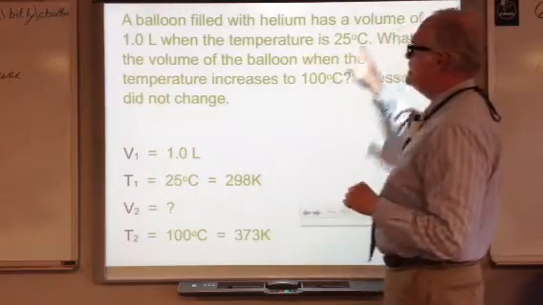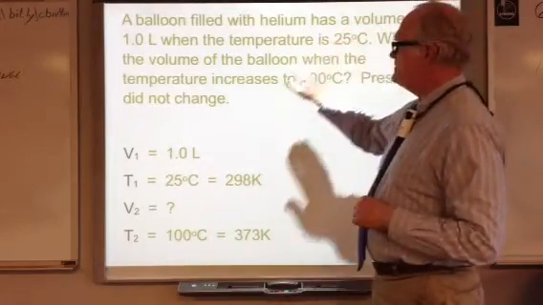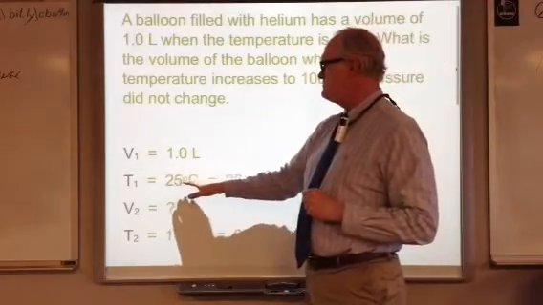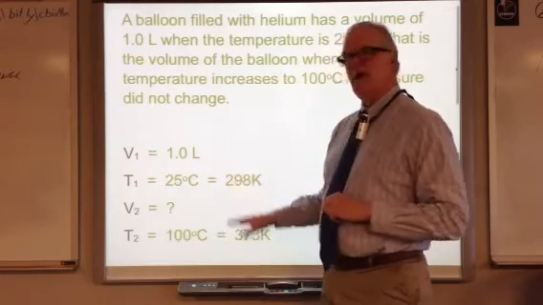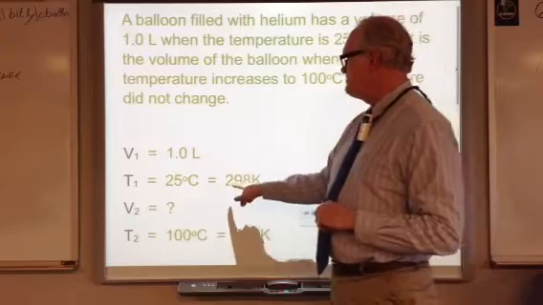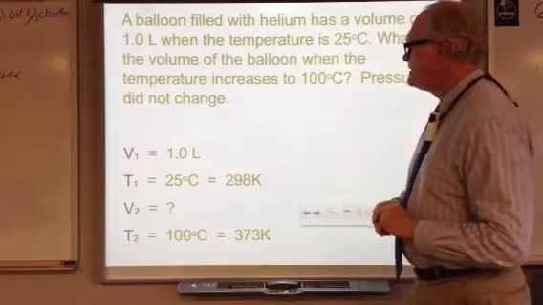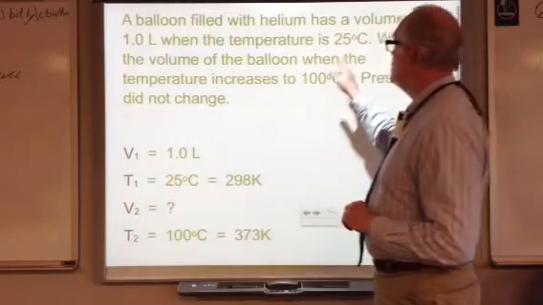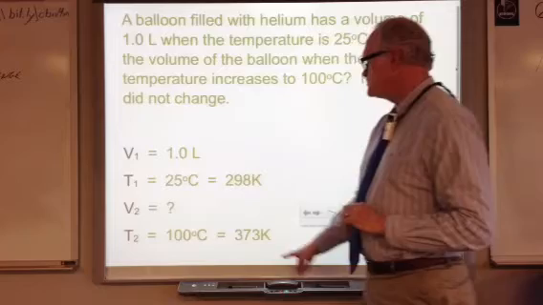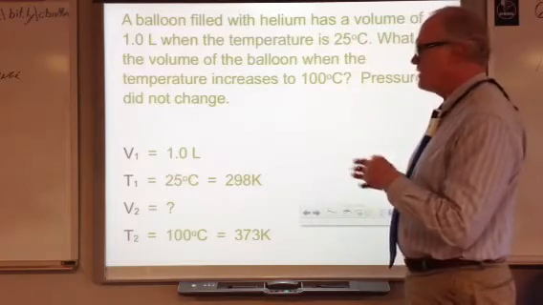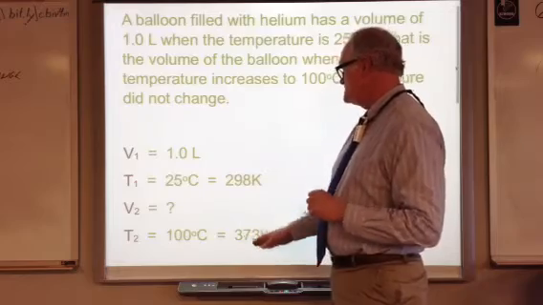The starting volume, 1.0 liters. The temperature when the volume is that volume is 25 degrees Celsius. Remember, our temperature has to be in Kelvin. So we add 273 to find out that 25 degrees Celsius equals 298 Kelvin. Volume 2, we don't know. That's our unknown. And temperature 2, the new temperature, the temperature at the end of the problem, is 100 degrees Celsius, which is equal to 373 K.